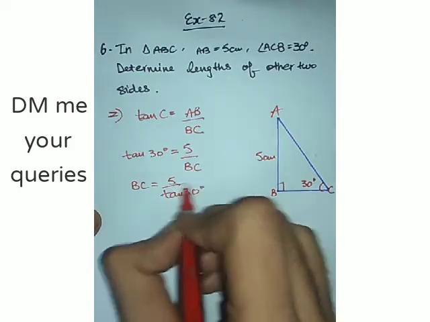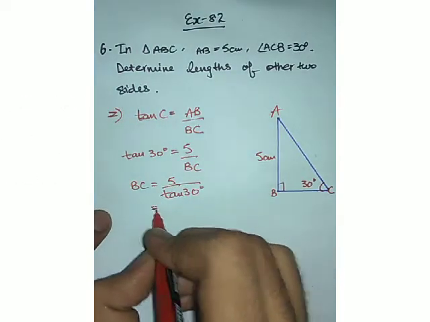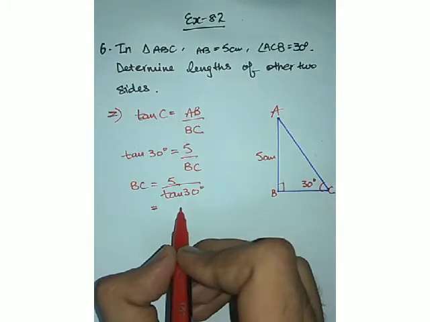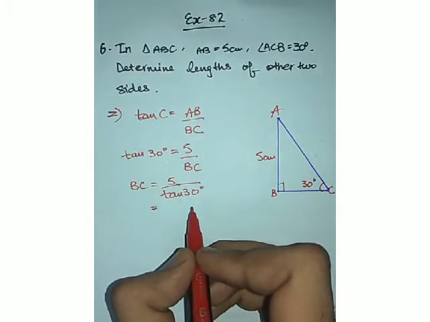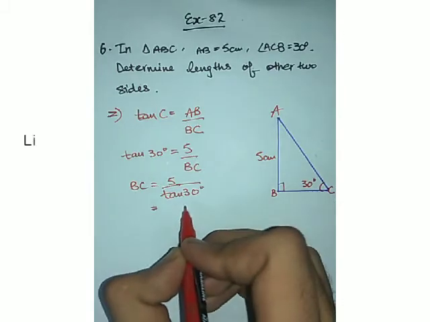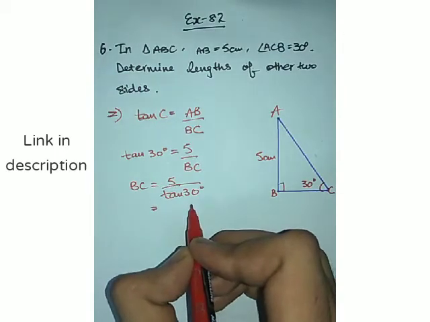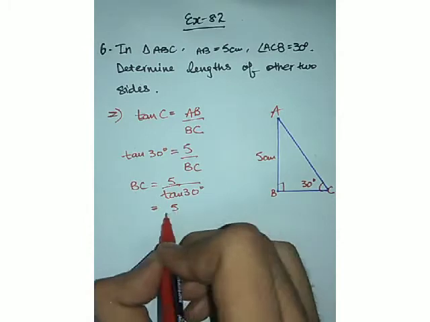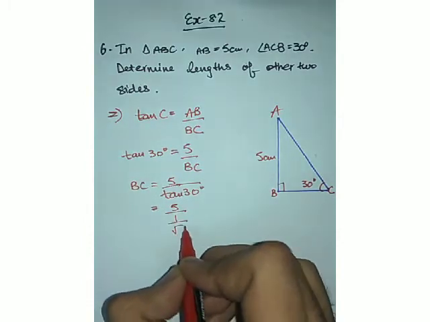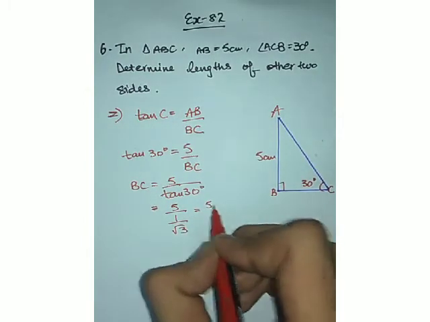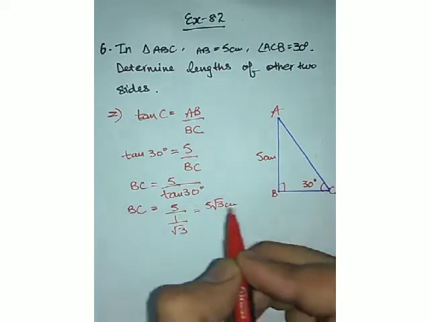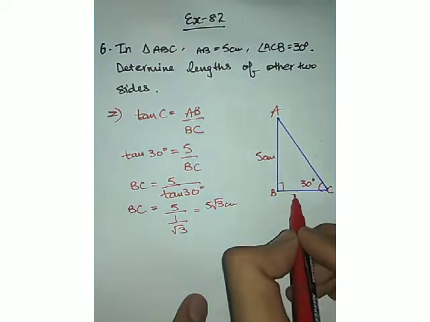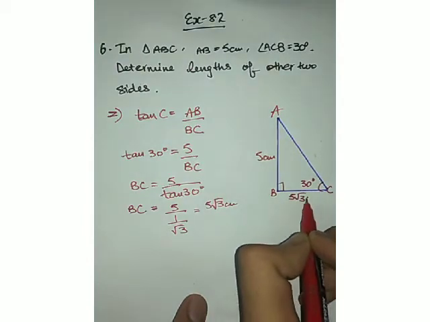Now here is where the table plays its role. Now you have to know the value of tan 30 degree, which you can memorize from the table very easily. So tan 30 is equal to 1 upon root 3. So 5 upon 1 upon root 3 will be simply equal to 5 root 3 centimeter. So in this way we have found BC, 5 root 3 centimeter.